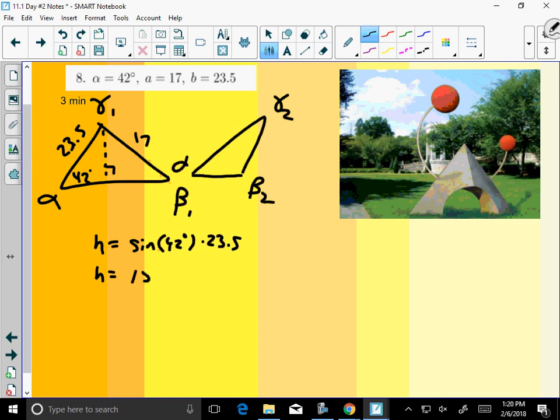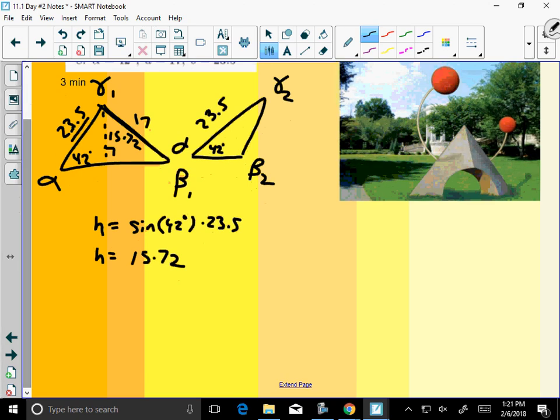Okay, 15.72. So since this side of 17 is greater than 15.72, and 17 is also less than 23.5, we'll have 2 potential situations. Okay, so you're probably asking yourself, how am I going to use the law of sines, and I'm going to get an angle. How do I know what angle it is? When you use law of sines, you'll always find the acute version, or the beta 1. So let's use law of sines.